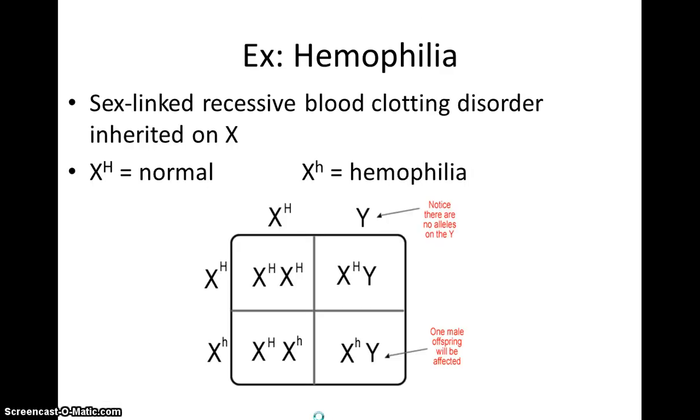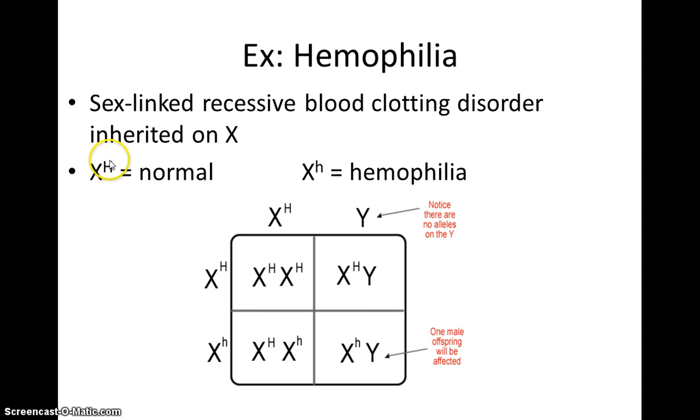Yep, right here. So an example of this, the recessive one, is with hemophilia. And hemophilia is a sex-linked recessive blood clotting disorder, and it is inherited on the X chromosome. So what I was just saying on the last slide that got cut off a little bit is you have to write the trait on the X or the Y, and in this case, it's inherited on the X, so we write an X.